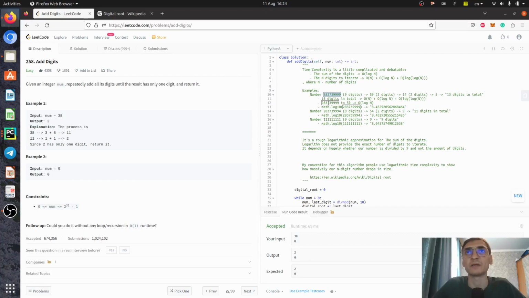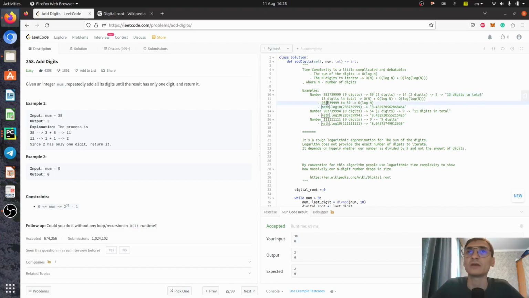We have, for example, three numbers. All three numbers are 9-digit numbers. In the first case, we summarize it into 59, all our 9 digits, then into 14, and we come to the final 5 when we add 1 plus 4. In total, we had 13 digits to iterate.